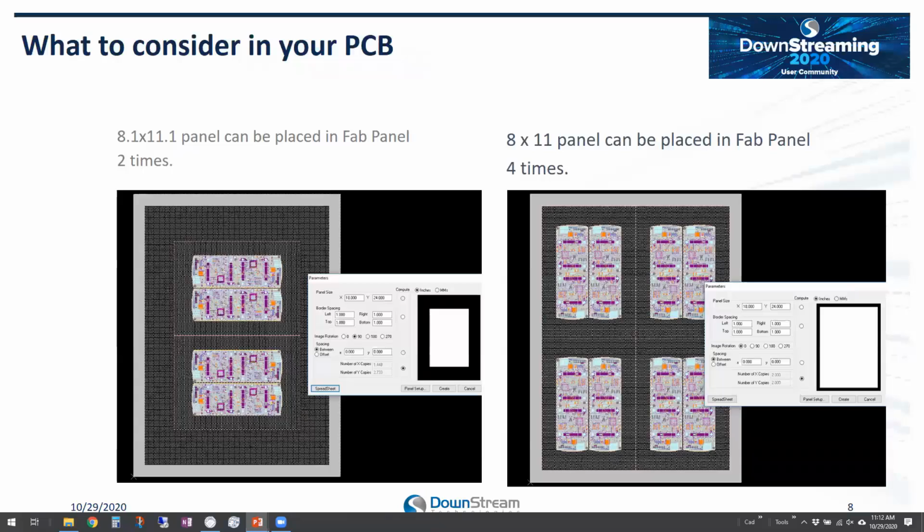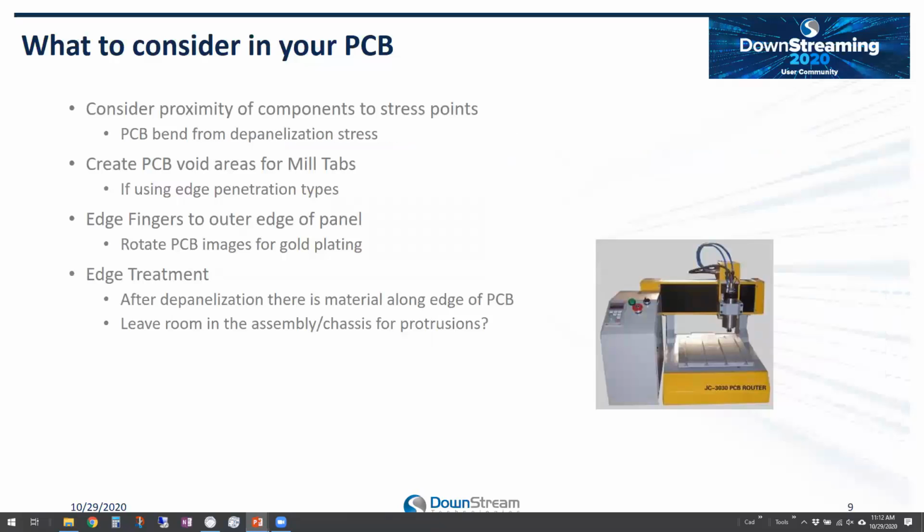And why is that important? Look at your fabrication panels. I can only fit 2 of those assembly panels in the fabrication panel on the left side, and in the same size fabrication panel on the right side, I can fit it 4 times. Well, as you can imagine, that's greatly going to reduce our costs. So that's why it's important to keep this in mind when you are designing your assembly panel: how many you can get onto it, and therefore what your finished panel size is going to be, and then what the fabricators' panel sizes are.